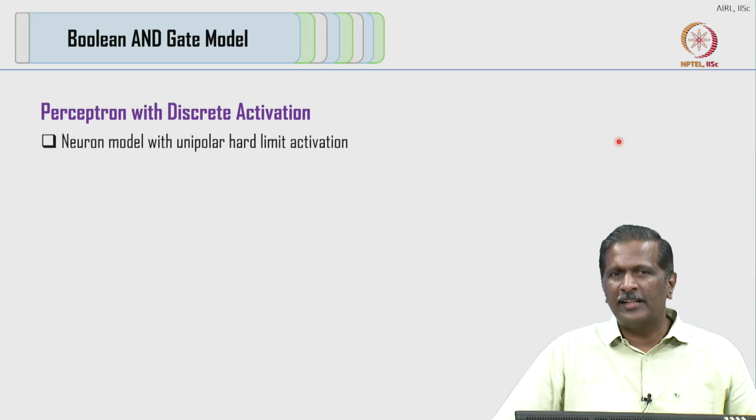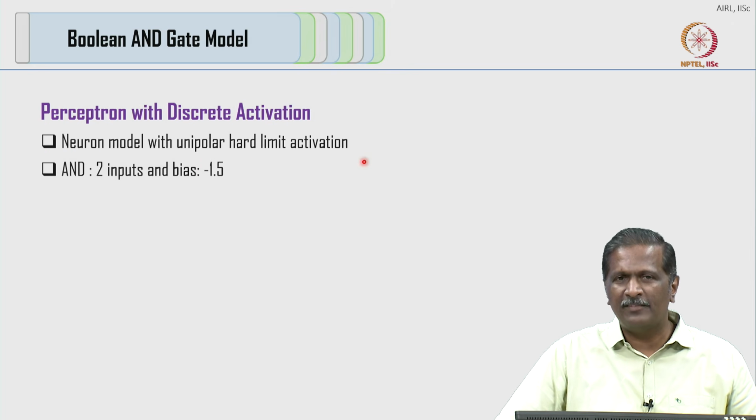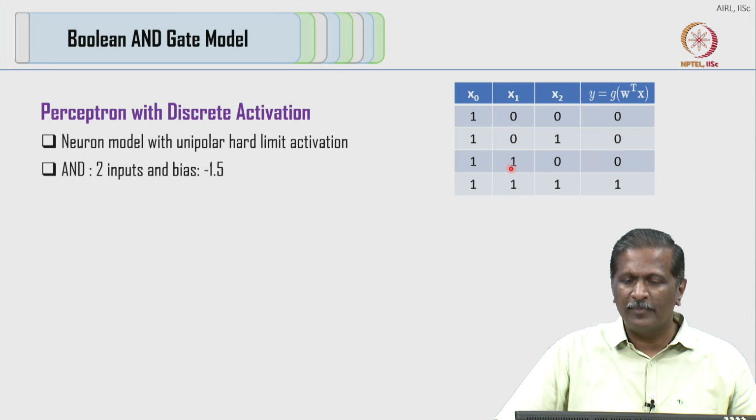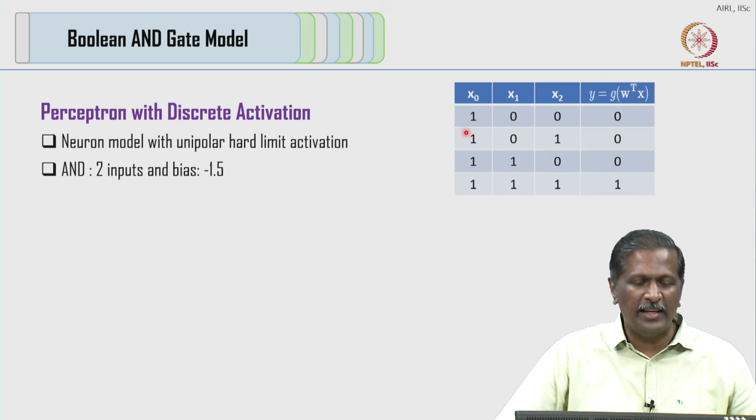Let us look at perceptron with the discrete activation function. We are looking at a neuron model with a unipolar hard limit activation function and see whether we can use this hard limit activation function to represent AND gate, which is a 2 input, and we are considering the bias weight w0 to be minus 1.5. What are the inputs? x1 and x2 are the input. If you look at the AND gate, 0 0 it will give 0, 0 1 it will give 0, 1 0 it will give 0, 1 1 it is 1. We are introducing a bias x0 which is 1 1 1 1, bias value being 1.